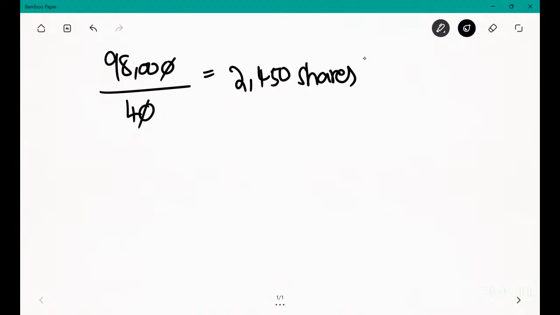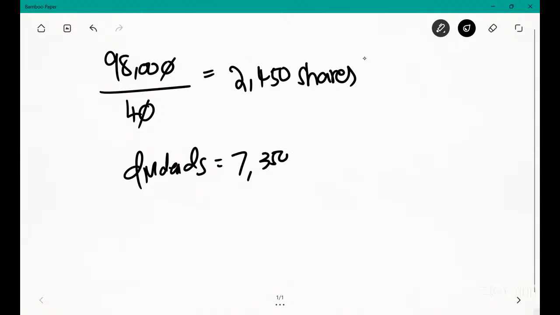Then if he received dividends of 7,350 at the end of the year, how much does the company pay as annual dividends for a share? So at the end of the year, he gets 7,350 as dividends. They're asking how much annual dividends for a share do they pay.